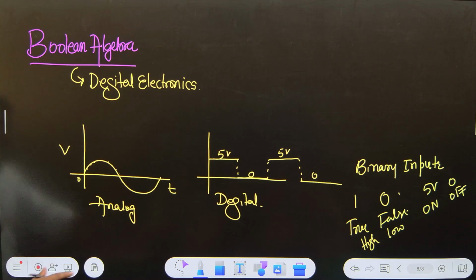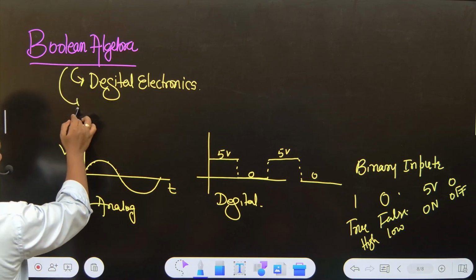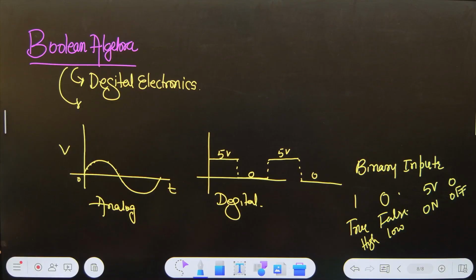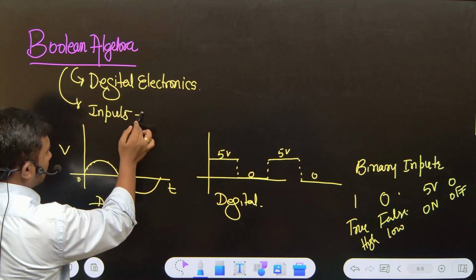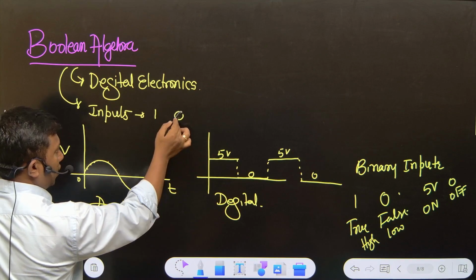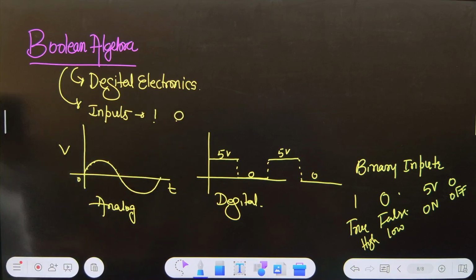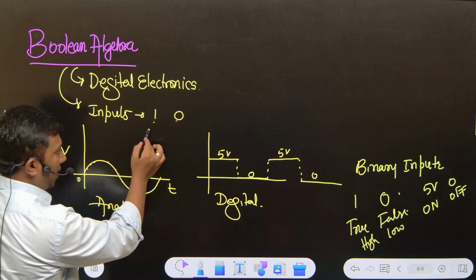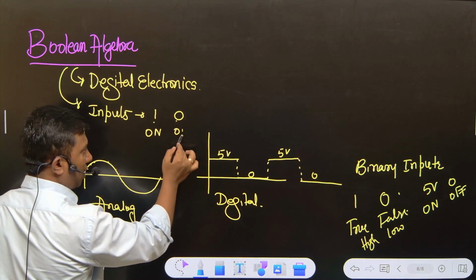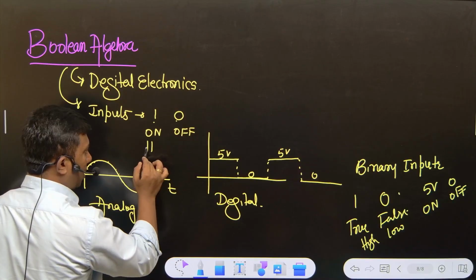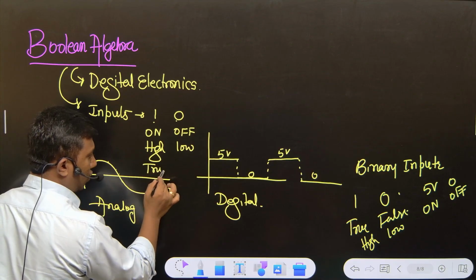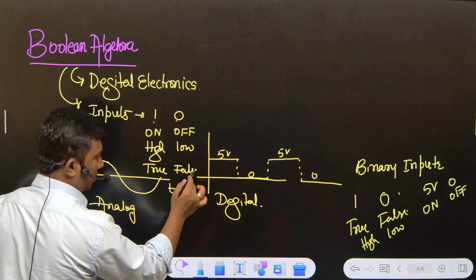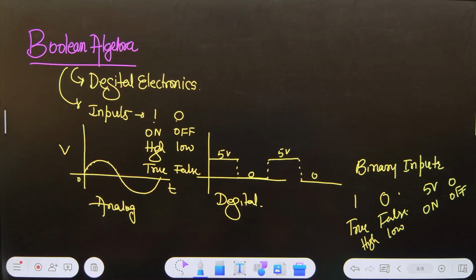So that kind of algebra is called Boolean algebra, which is used in digital electronics. Inputs can be, as I said, 1 or 0, generally shown in terms of what? 1 and 0. Or it can be called on, off, high, low, true, or false in different situations.